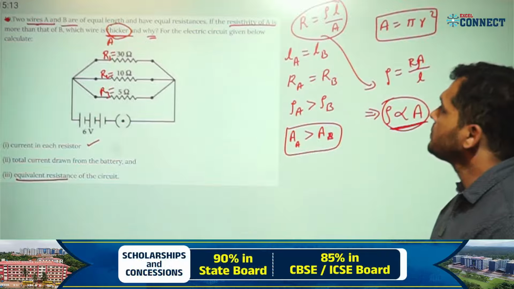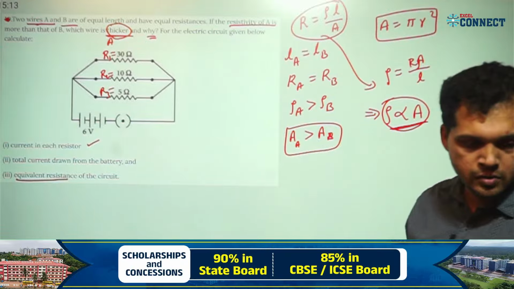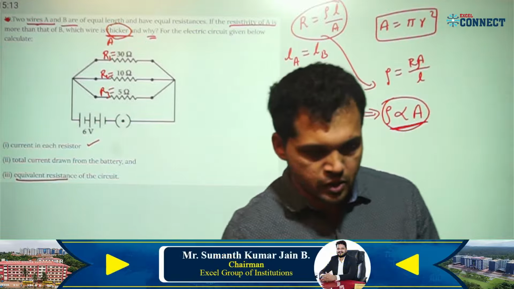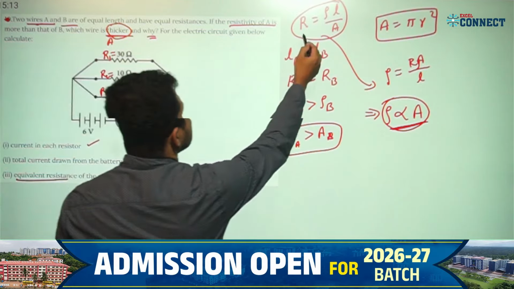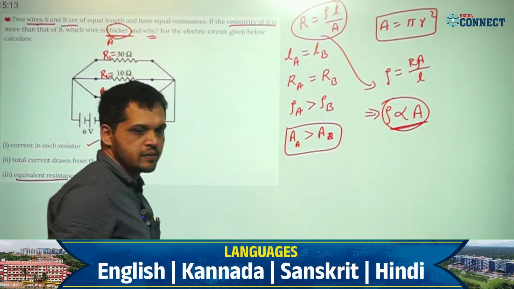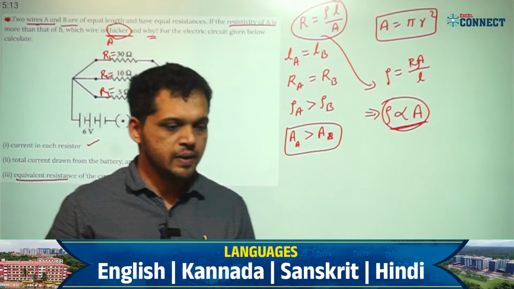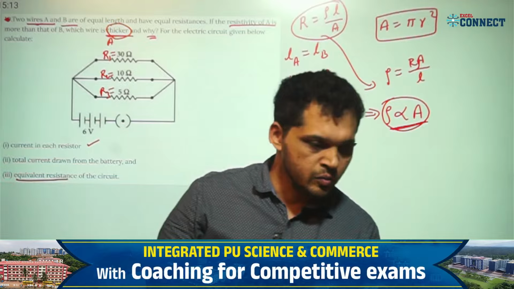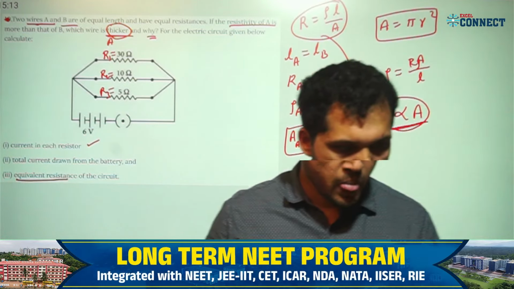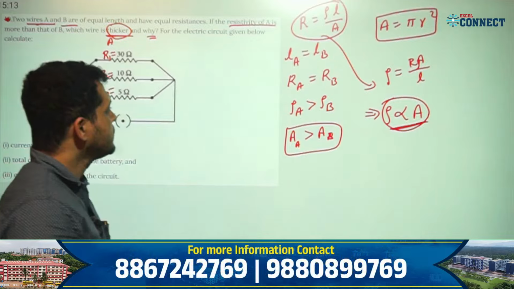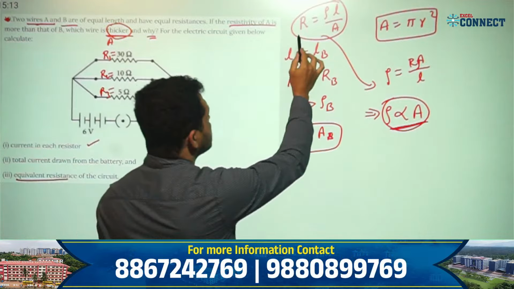Correct? Is it clear? Someone is saying resistance is inversely proportional to thickness of the wire. Yes, resistance is inversely proportional to thickness. That is correct, no? That is given here. Rekha Jan, see, it is given here. It is correctly given here.